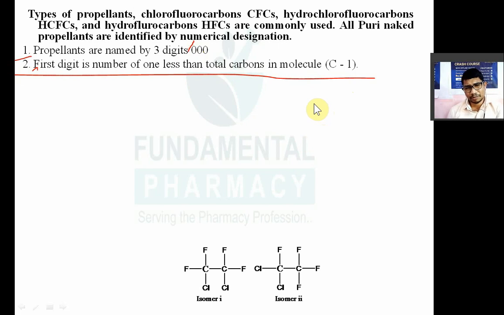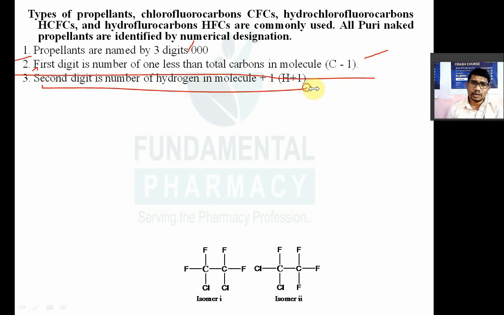What is the second digit? The second digit is the number of hydrogen in the molecule plus 1. Okay. So first digit indicates the number of carbon minus 1, the number of carbon less by 1. The first digit of the propellant is for the number of carbon, but how many carbons will it be? Total number of carbon in the molecule minus 1. Okay, that indicates the number of carbon.